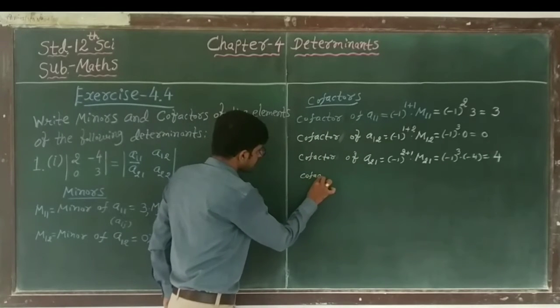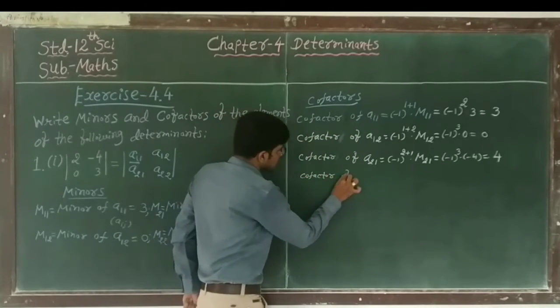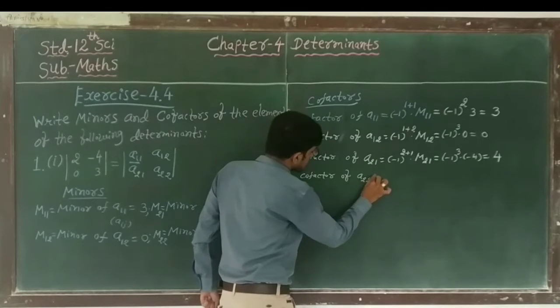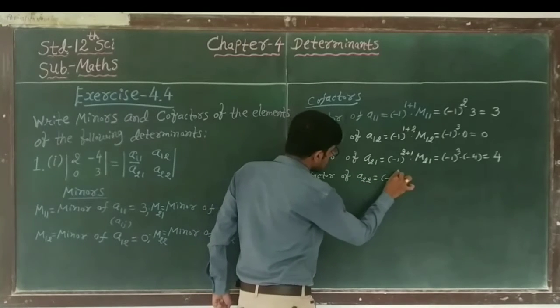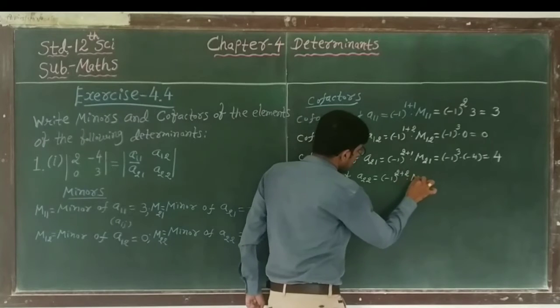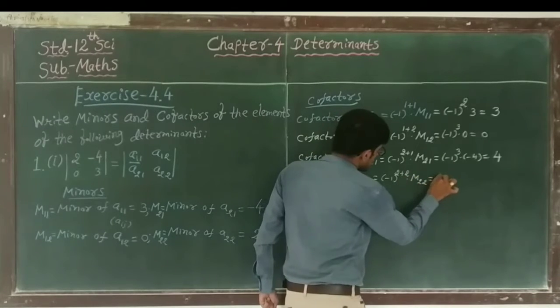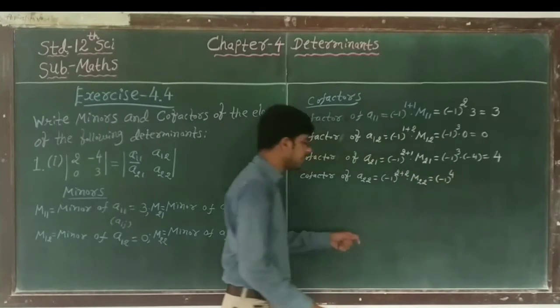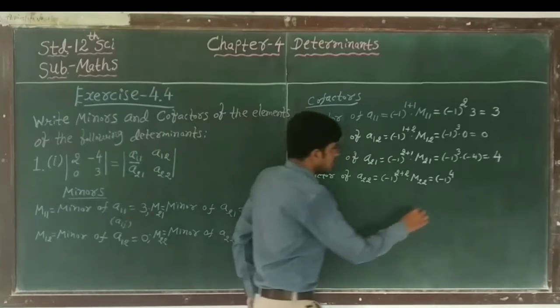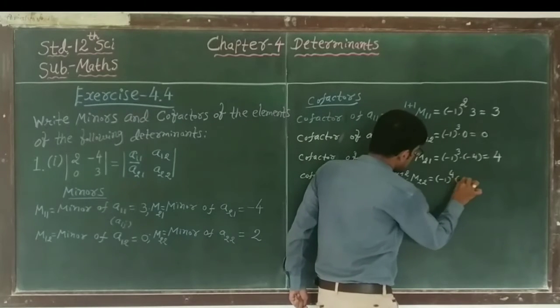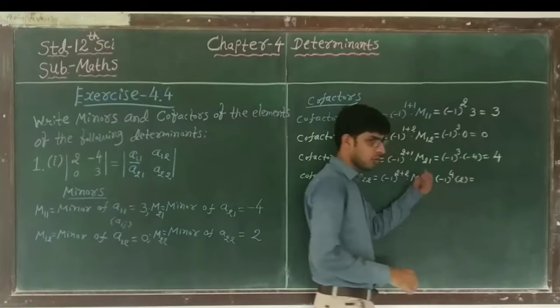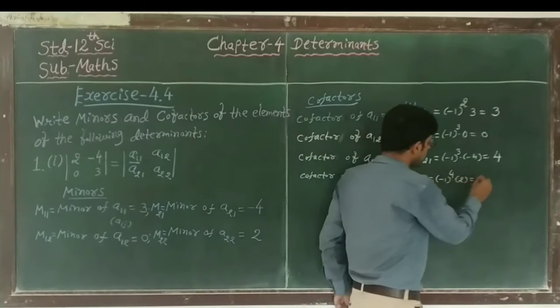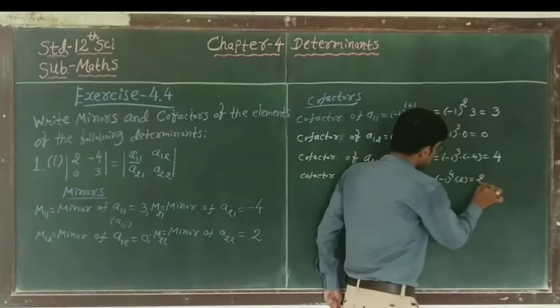Cofactor of A22 is equal to minus 1 raised to 2 plus 2 into M22. M22 is 2. So it is equal to minus 1 raised to 4 into 2, that is plus 1 into 2, which is 2.